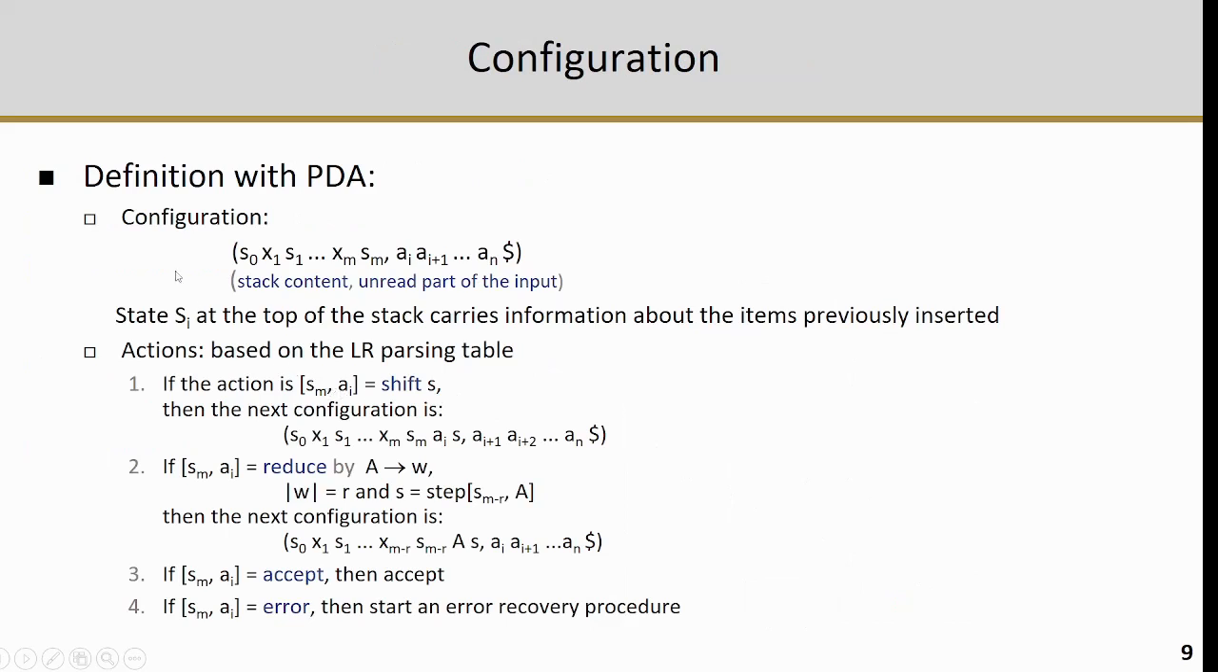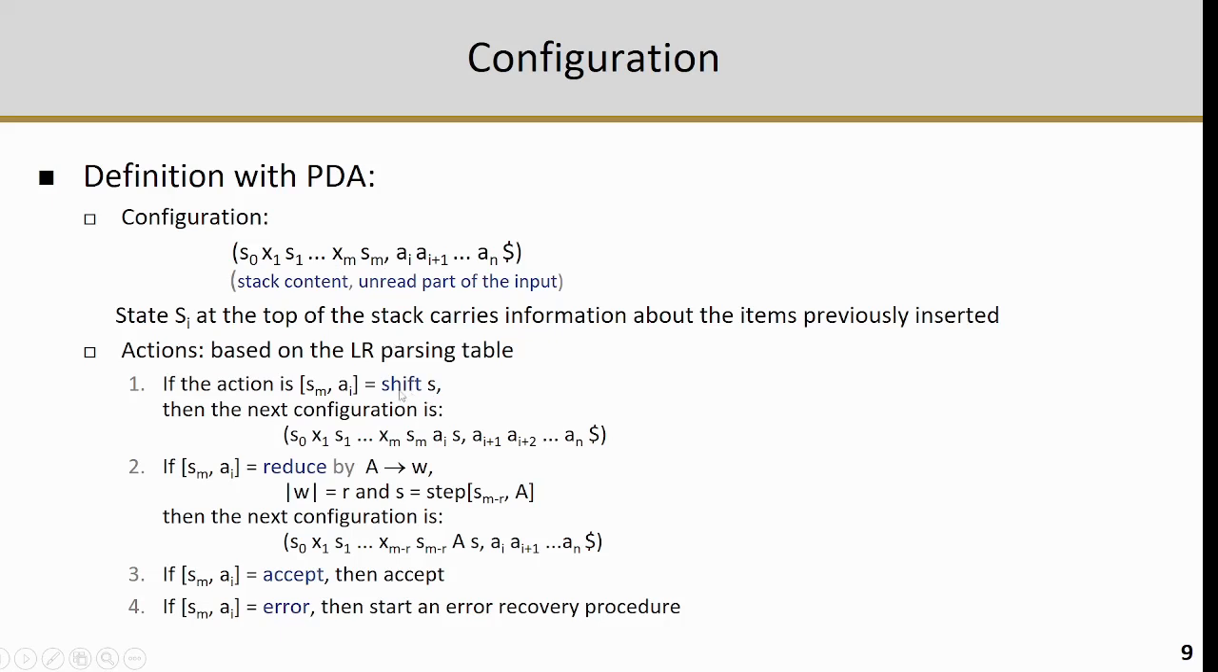Okay, if we have a certain configuration of a pushdown automata which involves the stack and the unread part of the input, and as I mentioned, the stack contains not only symbols from the input but also states, and at the top of the stack we have the actual state. So this content is to be read from the bottom to the top. So the first state is the initial state and the last one is the actual state.